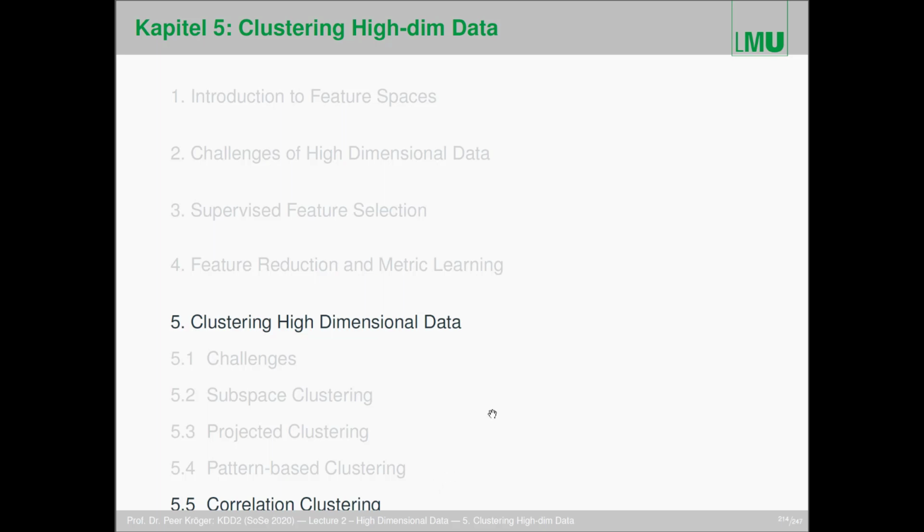And now the last subsection of this section 5 in this lecture is about correlation clustering, which is kind of the ultimate step in the evolution of all those approaches. Historically, people started with proposing subspace clustering algorithms and projected clustering algorithms, then also pattern-based clustering algorithms, and those correlation clustering algorithms that somehow generalize the whole thing are historically the ones that have been proposed latest, so to say.